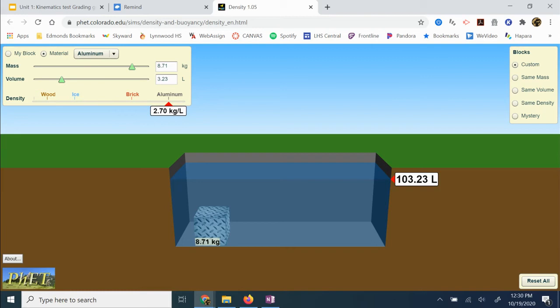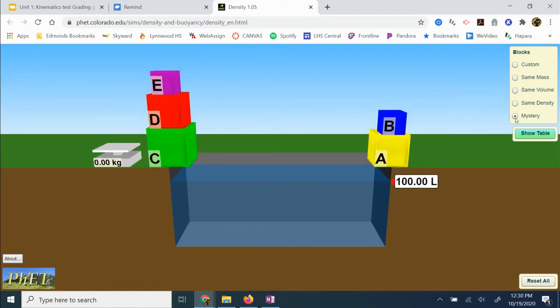So now change the blocks on the right to mystery. So we want to switch them to mystery here. Okay. And your goal is to calculate the density of each block. So let's see here. Things to notice. There are 5 multicolored blocks. You can drag the blocks and place them on the scale on the left to get the mass. So you can take E and put it there.